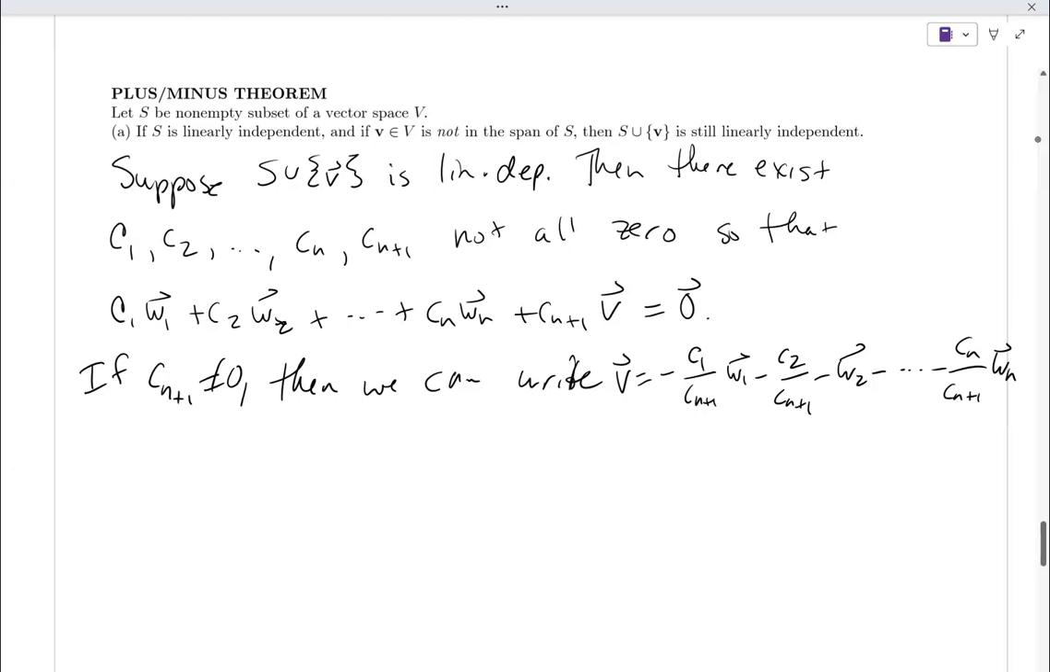Okay, so what would this say about V? If it's a linear combination of the W's, that it's in the span. But what are we assuming about V? It isn't, right? So if we have this, it would mean V is in the span of S. I'm assuming again that these W's are coming from S. Span is a set of all linear combinations. I have written V as a linear combination, so it's in the span, but we assume that it's not, right? Okay.